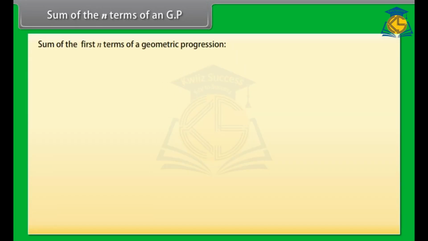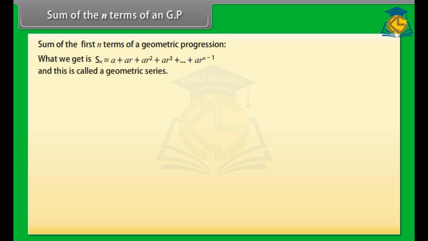Sum of the n terms of a GP. Suppose that we want to find the sum of the first n terms of a geometric progression. What we get is Sn is equal to a plus a into r plus a into r square plus a into r cube up to a into r raised to the power n minus 1, and this is called a geometric series. Now the trick here, to find the sum, is to multiply by r and then subtract.